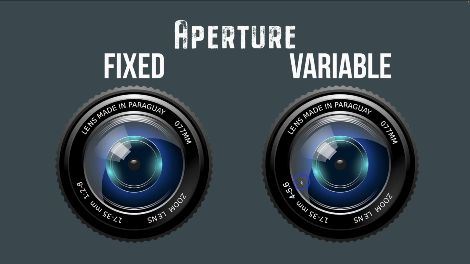The problem with that is, as it changes, you have to compensate for the exposure loss. As we go from 4 to 5.6, we're losing a stop of light. And as we zoom, that number is going to change. So we're also going to have to change our shutter speed or our ISO to compensate for that loss of light, which is really a pain in the neck.